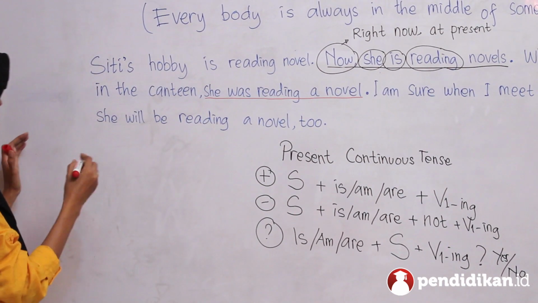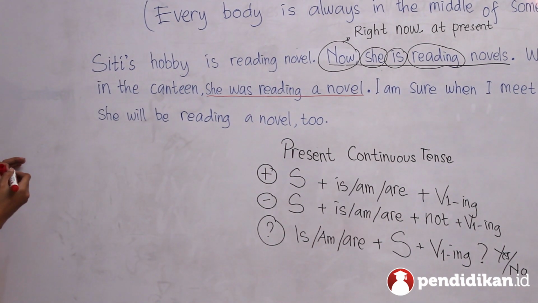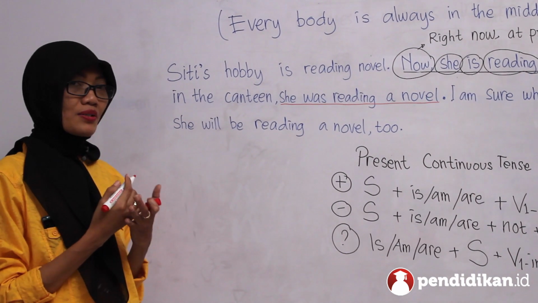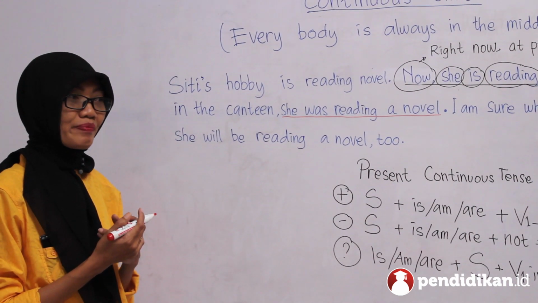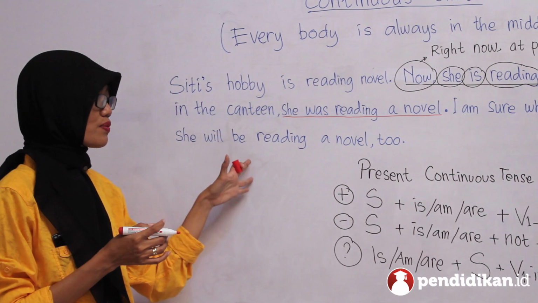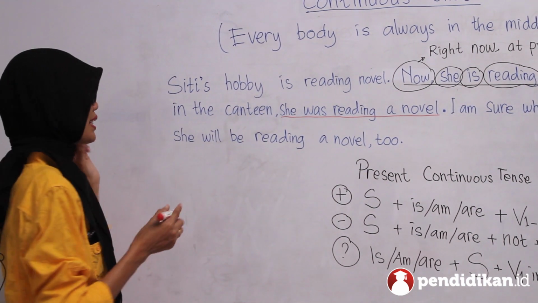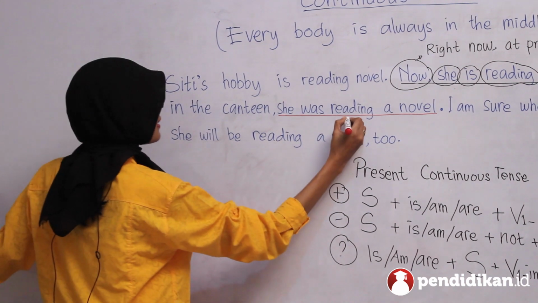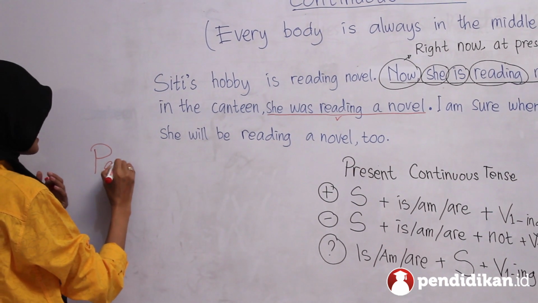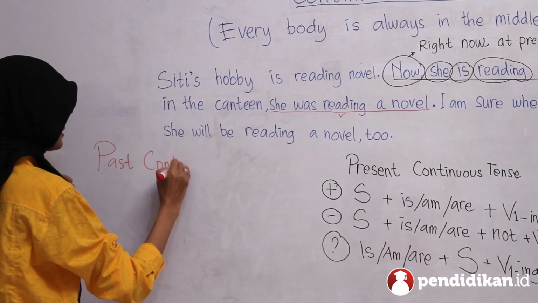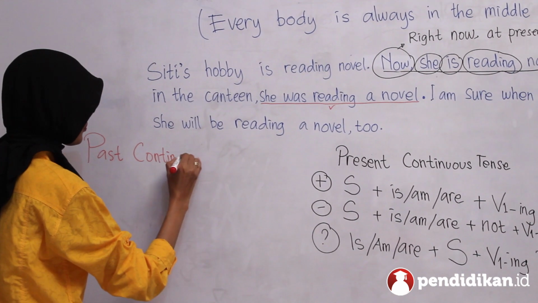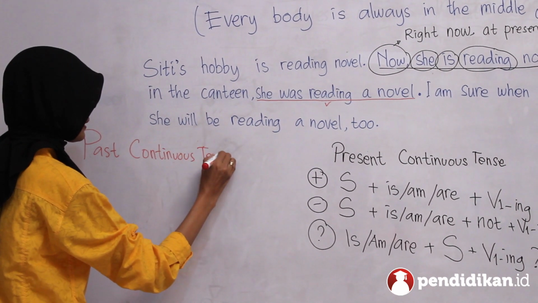Besides that, we still have yesterday, 2 days ago, last week, last month, or last year. Okay, the time signals I say: yesterday, last week, last month, last year. So the tense is past continuous tense.